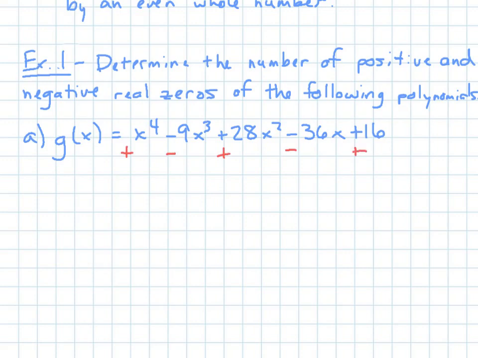Okay. Now, I want to count the number of changes from left to right as I move from the highest degree to the lowest degree. So from x to the fourth is positive to negative 9x cubed. There you changed from a positive to a negative, so that's one change. Okay? So I'm just going to keep track. From negative 9x cubed to 28x squared, I'm changing again from negative to positive, so there's another one. And then from 28x squared to negative 36x, I'm changing again, so there's another change. So I've got 3 so far.